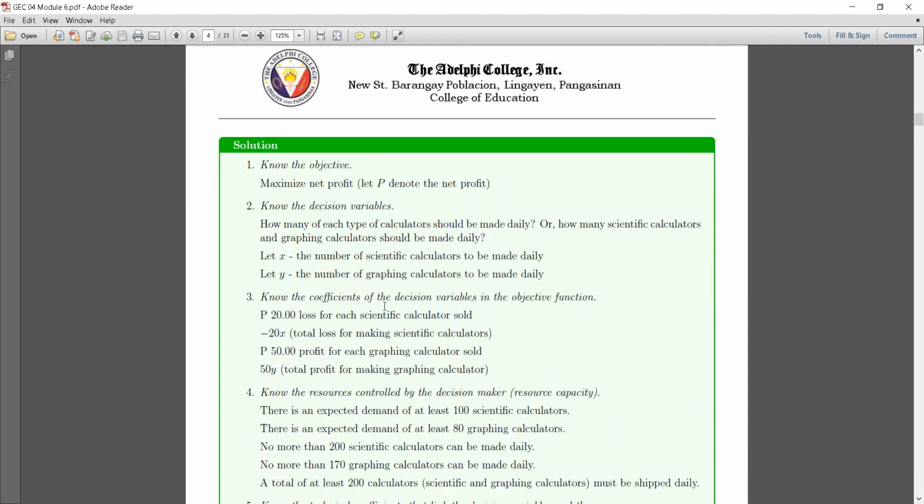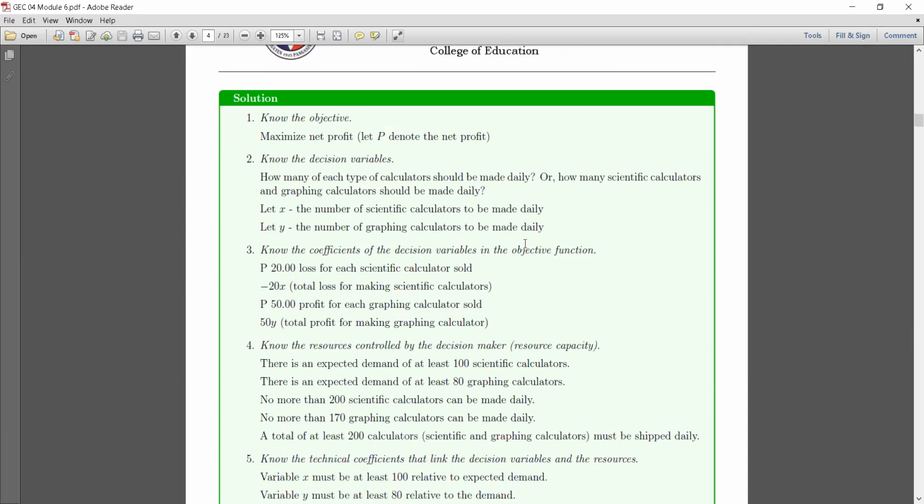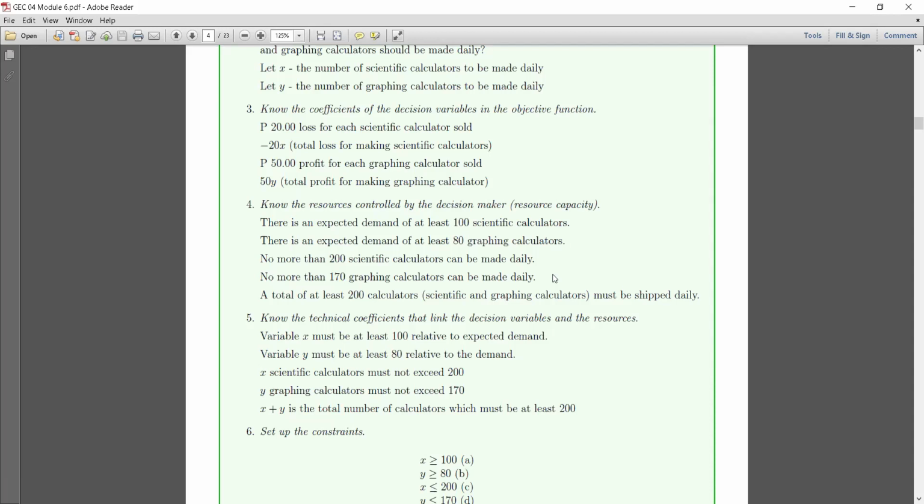Next, ano yung mga constraints natin? So, anong sabi dun sa problem? So, first, hindi tayo pwedeng lumampas sa 200 na scientific calculators and 170 na graphing calculators. Next, kailangan i-ship each day ay at least 200 calculators. Then, yung scientific calculator, yung profit niya is actually 20 pesos loss. So, negative yung profit natin kay scientific calculator. Tapos, yung kay graphing calculator, meron tayong 50 pesos na profit. Okay? So, yun yung mga decision variables natin, tsaka yung mga resources natin.